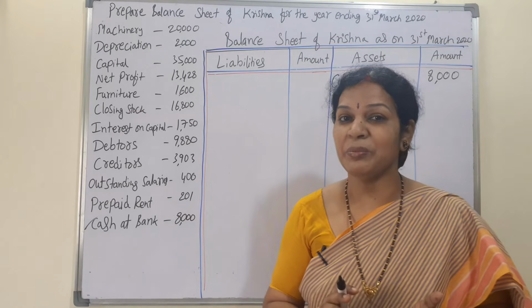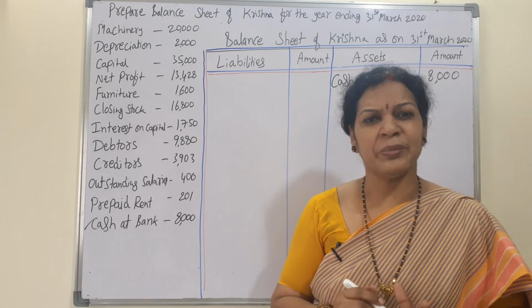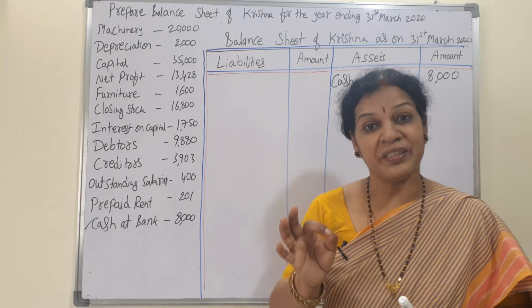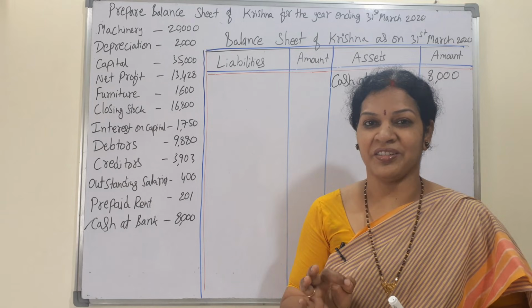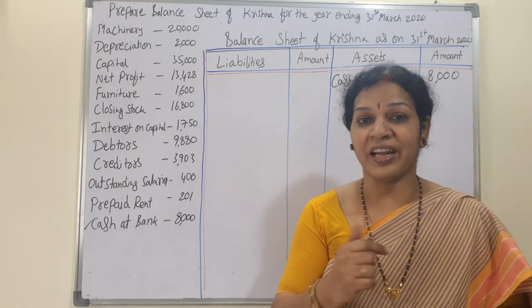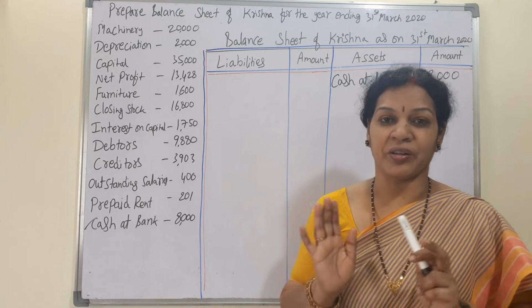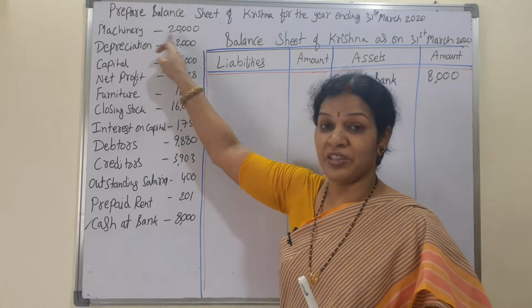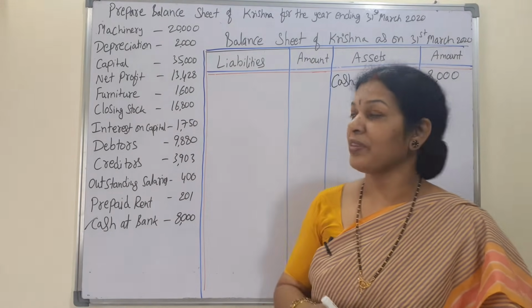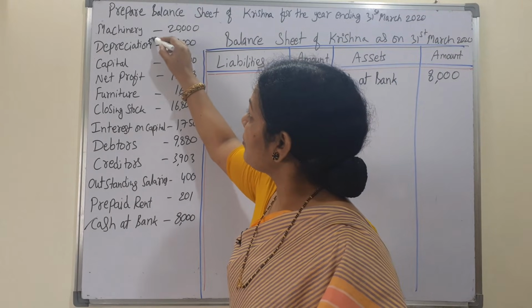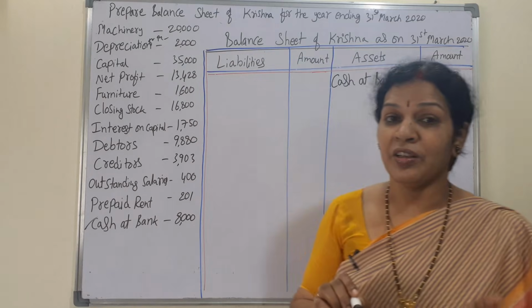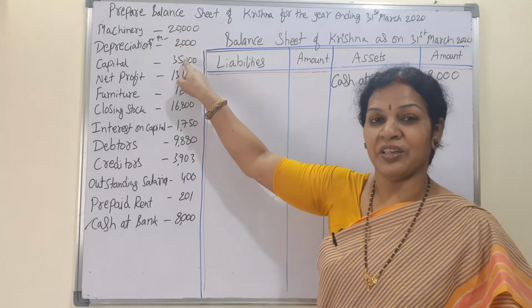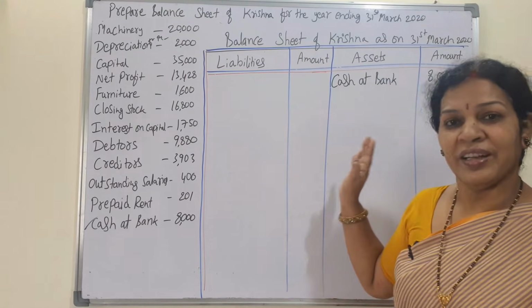Machinery means asset. Always remember, if any fixed assets are given, search whether depreciation is there or not. If depreciation is there, deduct it and then write the amount in the outer column. So for any fixed asset, search for the depreciation. Here machinery value is given, and also depreciation. I forgot to mention: depreciation for machinery is 2000. Both machinery and depreciation will come on the asset side.